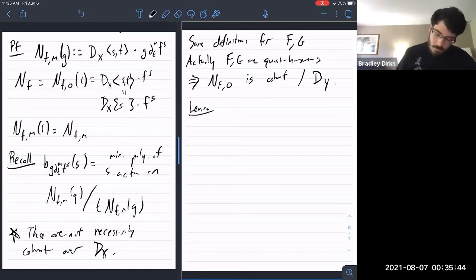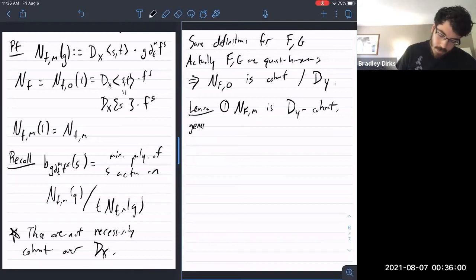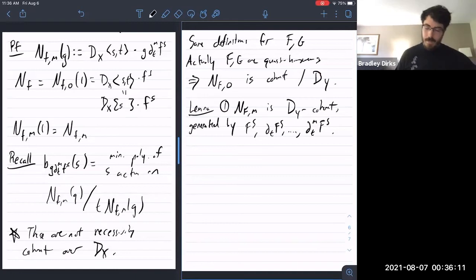Whenever I write capital F, think of it as just a monomial. So N_f^m is D_Y-coherent, and it's locally generated by these f^s, ∂_t f^s, all the way up to ∂_t^m f^s. So actually we get something stronger. A priori, we don't even know that these elements lie in that module, but we'll see in the proof that they do lie in it and that they generate the module.